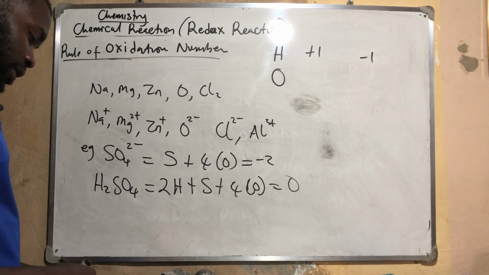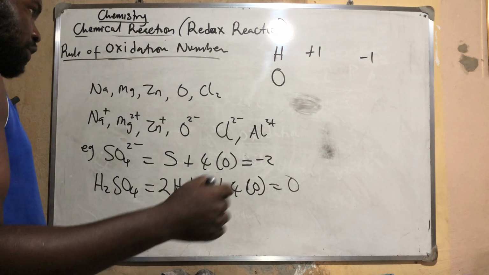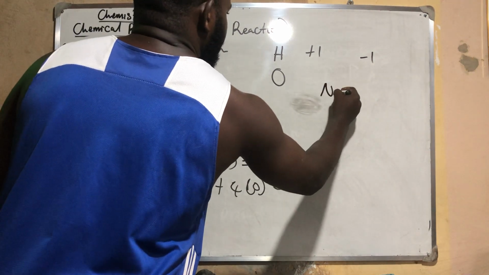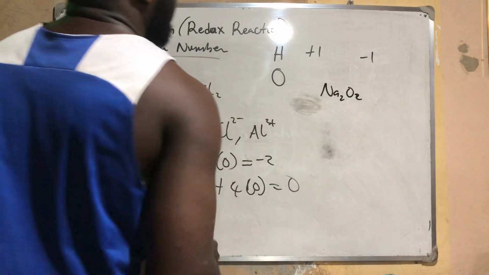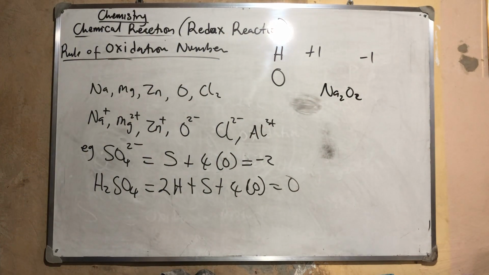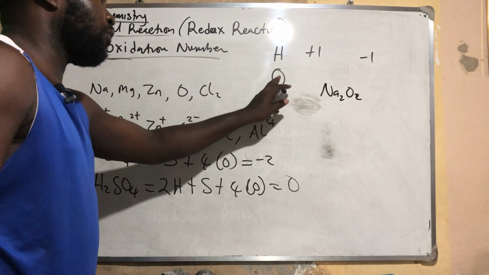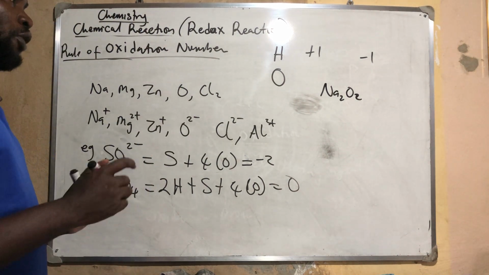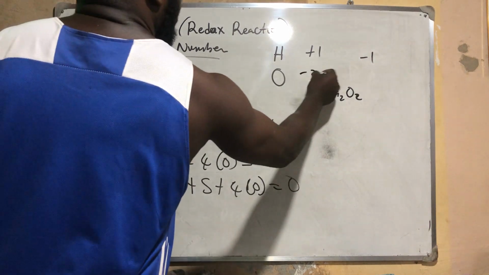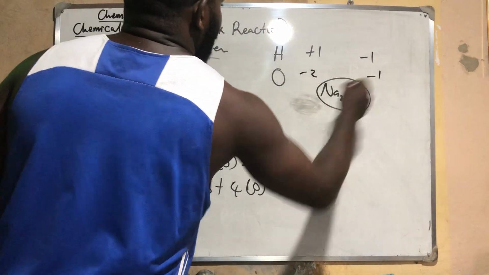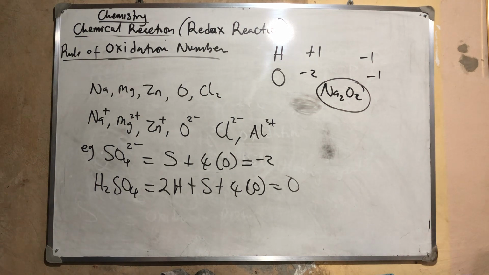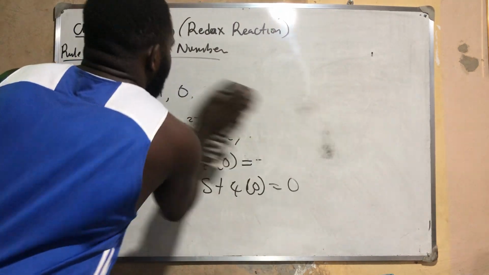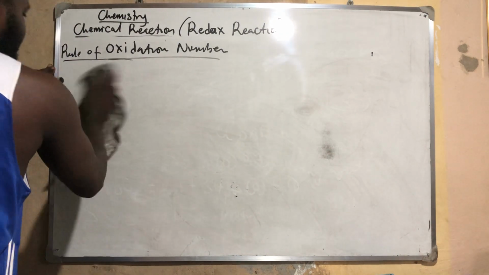But I know for peroxide, it is Na2O2, sodium peroxide. In sodium peroxide, the oxidation number of oxygen here is -1. Normally the oxidation number of oxygen is -2. Only in peroxide do we have it as -1. Please take note of that. Very, very important. So now let's start calculating the oxidation number of some elements.